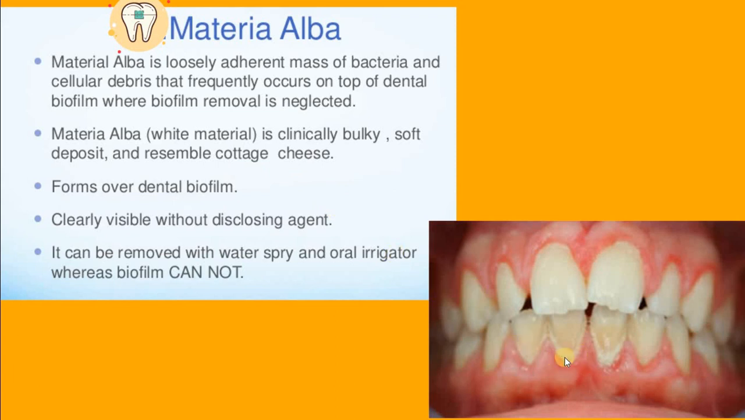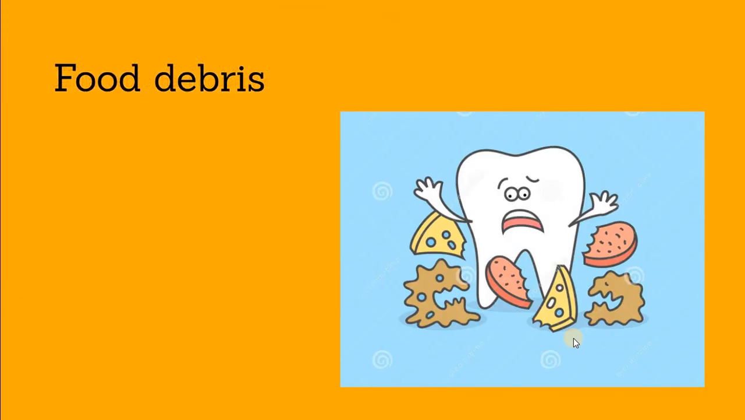When you don't clean the plaque, loose, whitish, foamy, or sometimes cotton-like pieces of bacteria and food debris accumulate on the surface of the plaque, and it's clearly visible without a disclosing tablet, and can be removed with a water spray and oral irrigator, whereas the plaque can't be removed. So that's the difference between the plaque and materia alba.